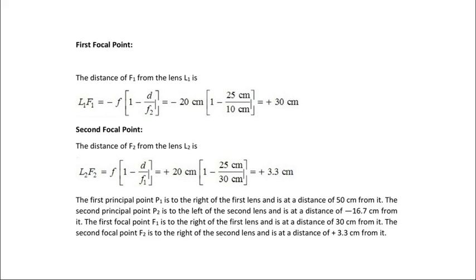The first principal point P1 is to the right of the first lens and is at a distance of 50 cm from it. The second principal point P2 is to the left of the second lens and is at a distance of minus 16.7 cm from it. The first focal point F1 is to the right of the first lens and is at a distance of 30 cm from it. The second focal point F2 is to the right of the second lens and is at a distance of plus 3.3 cm from it.